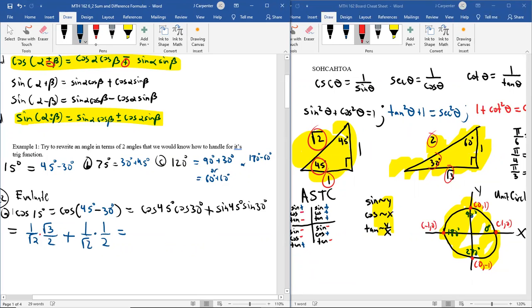So let's just clean up. In red, I'm going to show the change. The 1 over square root of 2 is really square root of 2 over 2, and then the same for the 1 over here.